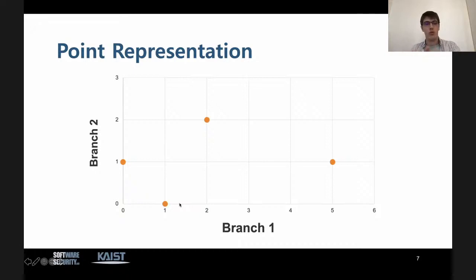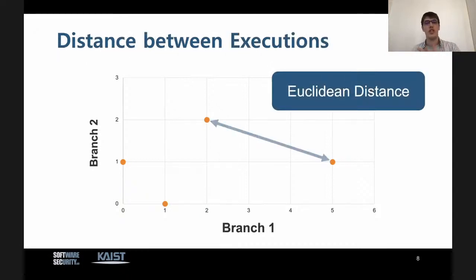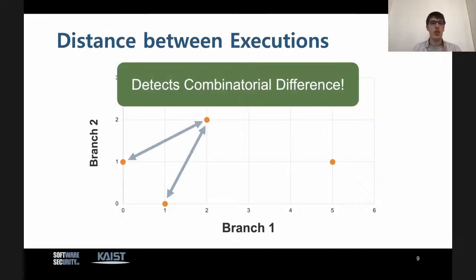And once we have a point representation, we can quantify the difference between executions by using a distance. Here we use a Euclidean distance, which is a classical distance. Once we have a distance representation, it can directly detect the combinatorial difference. For example, if in our seed pool we have the (1, 0) and (0, 1) points, it already covers both branches. So the (2, 2) point and the (5, 1) point will not be detected as new by coverage-based fuzzers like AFL and LibFuzzer. But using a distance approach, we can directly see that the (2, 2) point is very different from the (1, 0) and (0, 1) points. So here already we achieved our goal of detecting combinatorial difference.